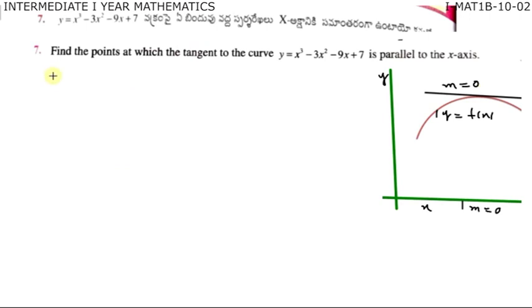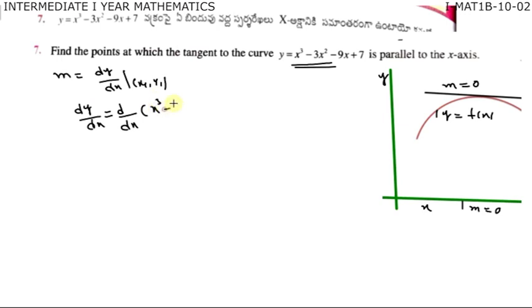Now we'll calculate the slope of the tangent using the formula dy by dx at x1, y1. For that, differentiate this curve both sides with respect to x. So dy by dx is equal to derivative of x cube minus 3x square minus 9x plus 7. Derivative of x cube is 3x square. 3 is constant, derivative of x square is 2x, minus 9, derivative of x is 1, plus 7 derivative of constant is 0. So this is 3x square minus 6x minus 9.